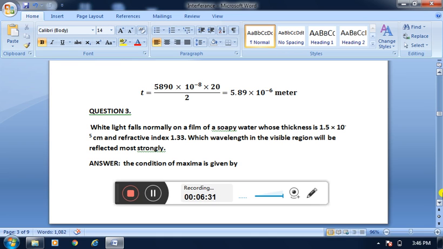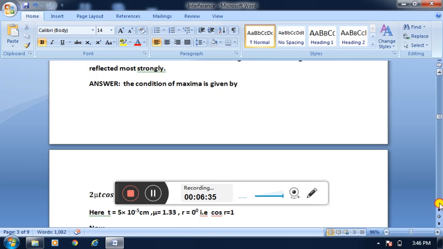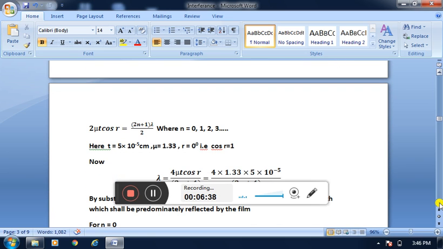Dear student, for solving it, we know the condition of maxima: twice mu t cos r is equal to (2n plus 1) lambda by 2. Here the value of n is 0, 1, 2, 3. t is given as 5 into 10 to the power minus 5, mu is equal to 1.33. For normal incidence, theta is equal to 0, then cos r is equal to 1.